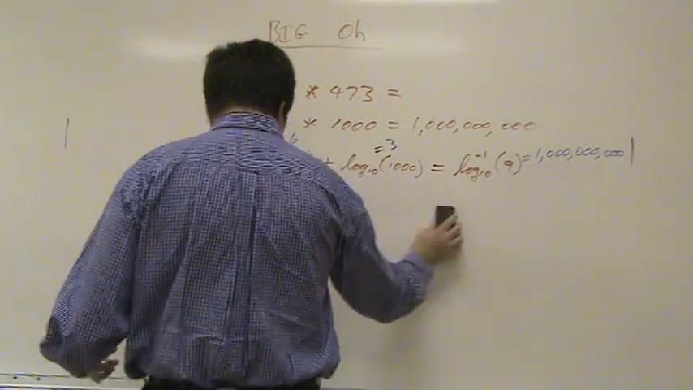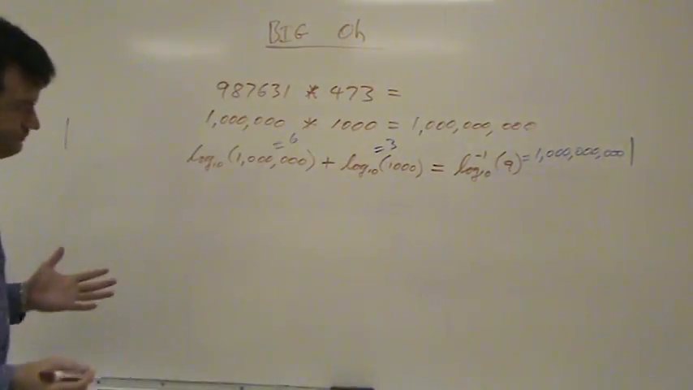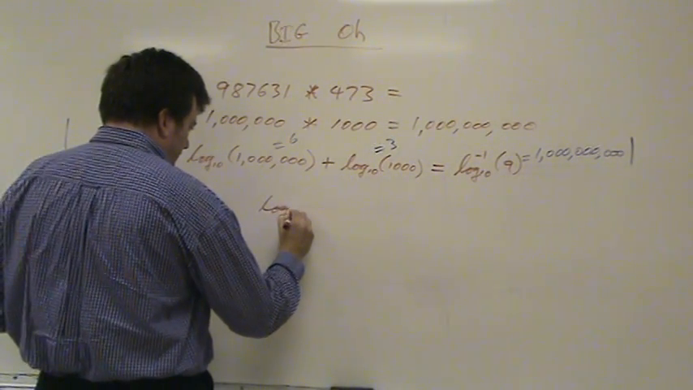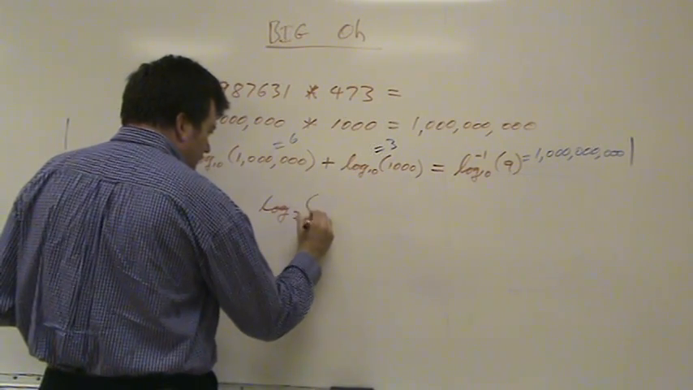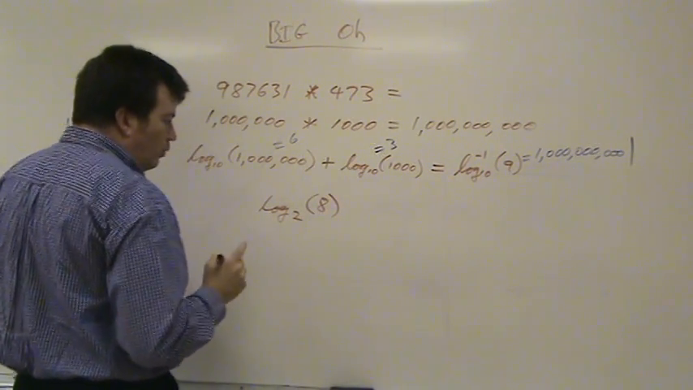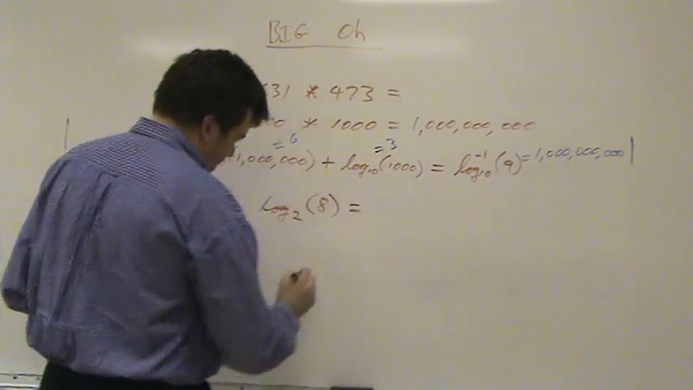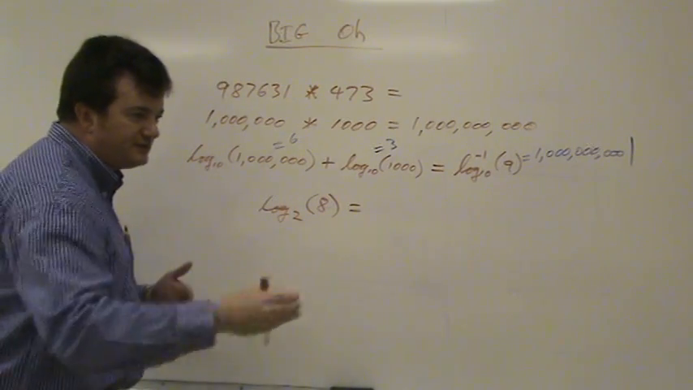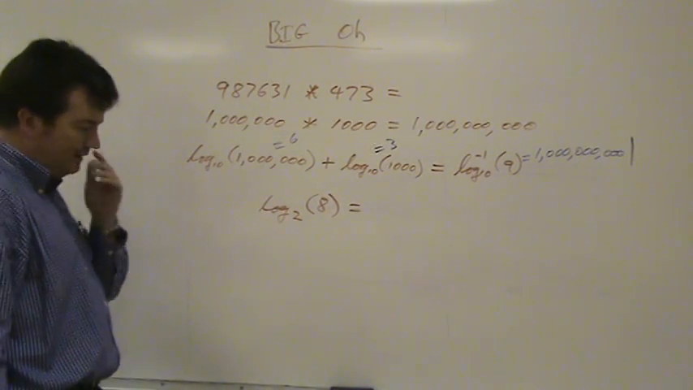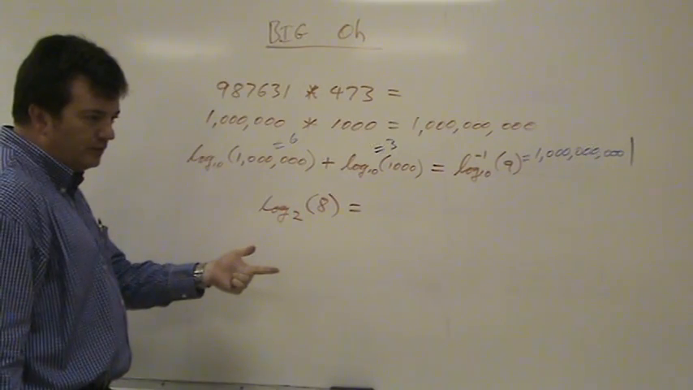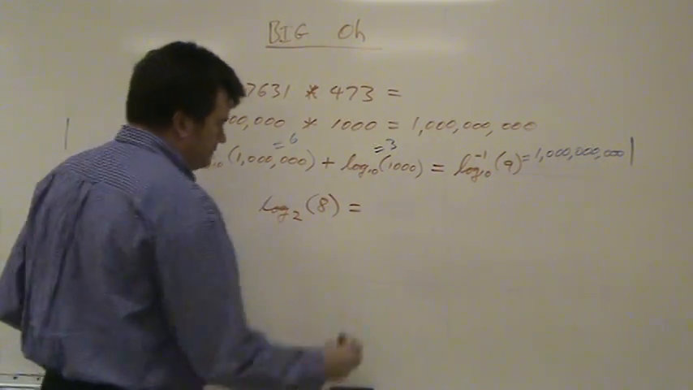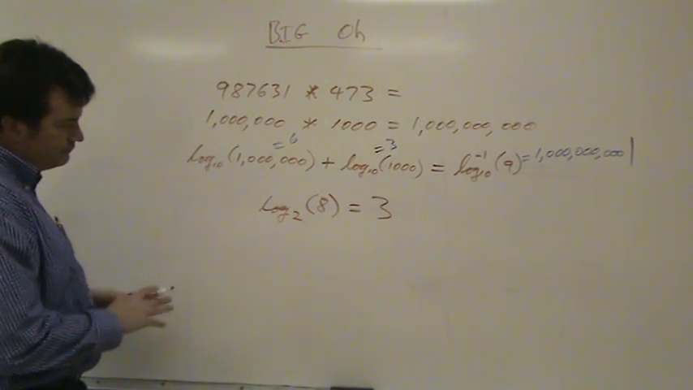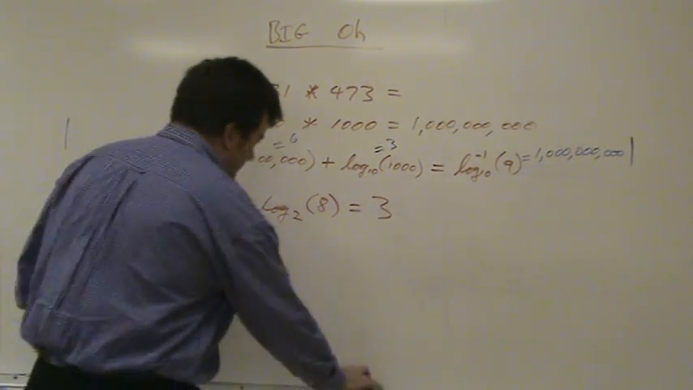Okay. Let's try a different one. Let's try log base 2 of 8. What does this equal? How many times do I have to multiply 2 against itself to eventually get to 8? 2 times 2 is 4, times 2 is 8. So the answer to this comes out to be 3. Okay, so that's what logs end up being.